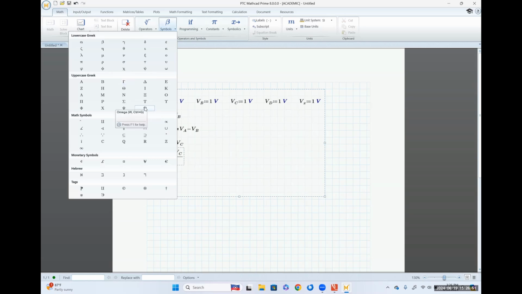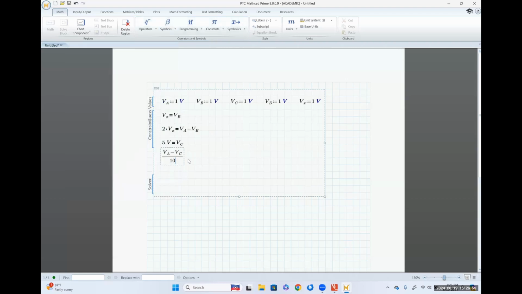They have keyboard shortcuts. So for omega, it's capital W and then control G. So I type capital W and then I press control G and it converts that to capital omega. Some of you may be thinking, why does that give you capital omega? Let me explain that really quickly. Lowercase w, control G, gives you lowercase omega. So capital W, control G, gives us uppercase omega.